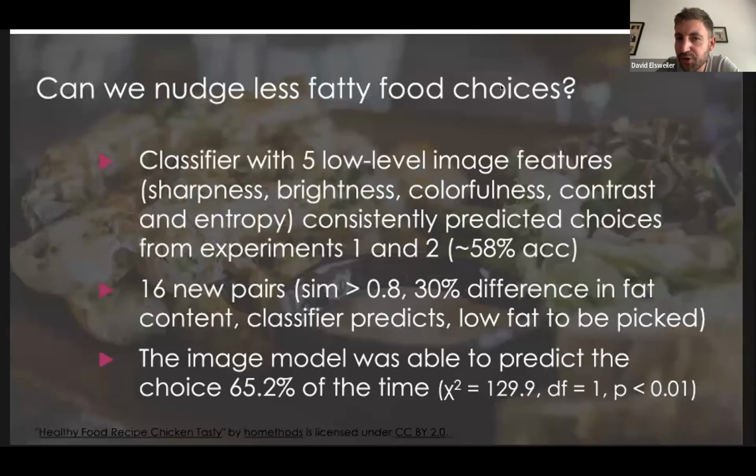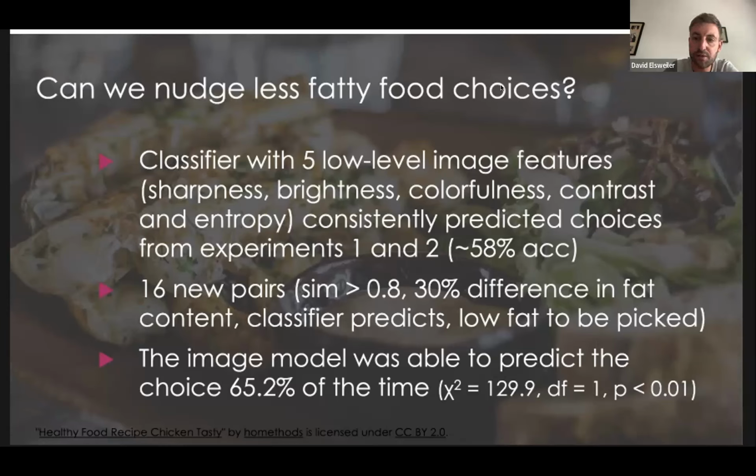So we can nudge credibility judgments, but can we nudge the choices people make when they're eating food? It turns out that the answer is yes. So we discovered that we could build a classifier that would predict choices people made using only low-level visual properties as input parameters. So things like the sharpness of the image, the brightness of the image, how colorful it is, contrast, and so on and so forth. And we ran experiments where we used the prediction from the classifier in the process of creating the recipe pairs that people had to choose from.